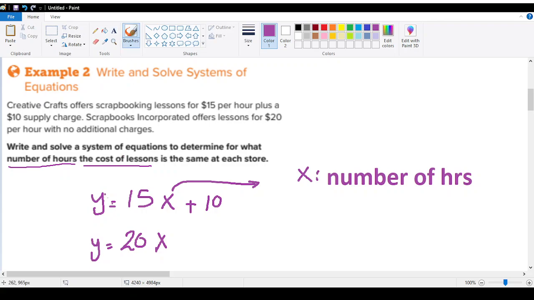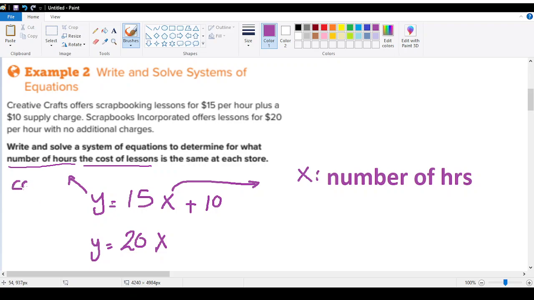Now, y represents what? If you read the question carefully, do you have any clue? No. Y represents the cost, Shamsa, okay? How much I'm going to pay. So I'm going to pay this much, 15x plus 10. So x represents what, Shamsa? X represents hours. Y represents cost.